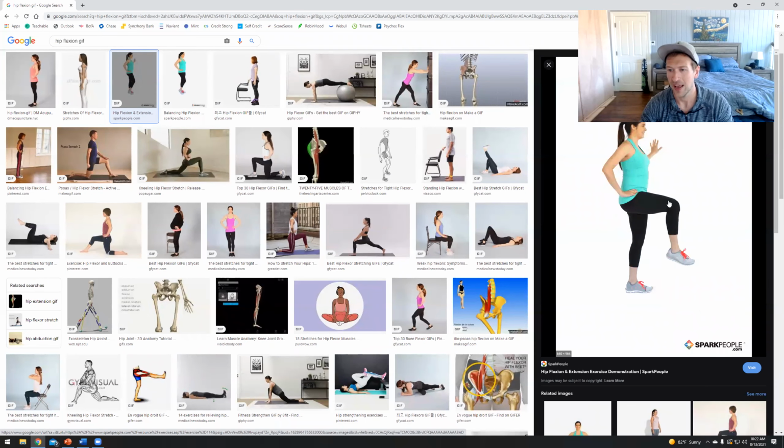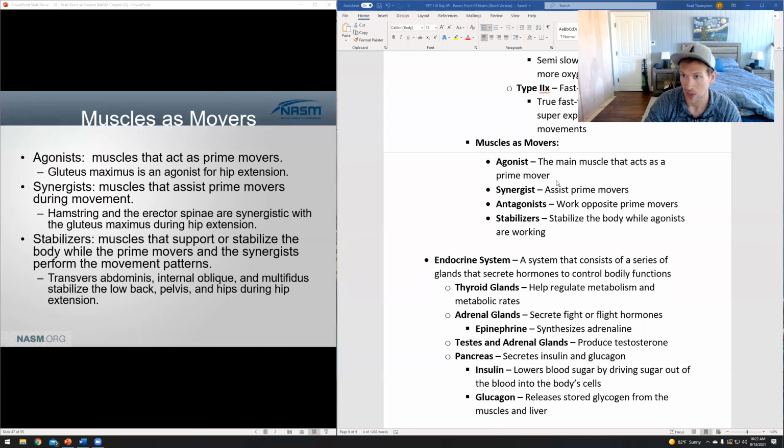So now here we have hip flexion, right? That's hip flexion, and then she's also doing knee extension. But you know, those are total opposites of each other. They are moving in exactly the opposite direction. So that's antagonist, right?